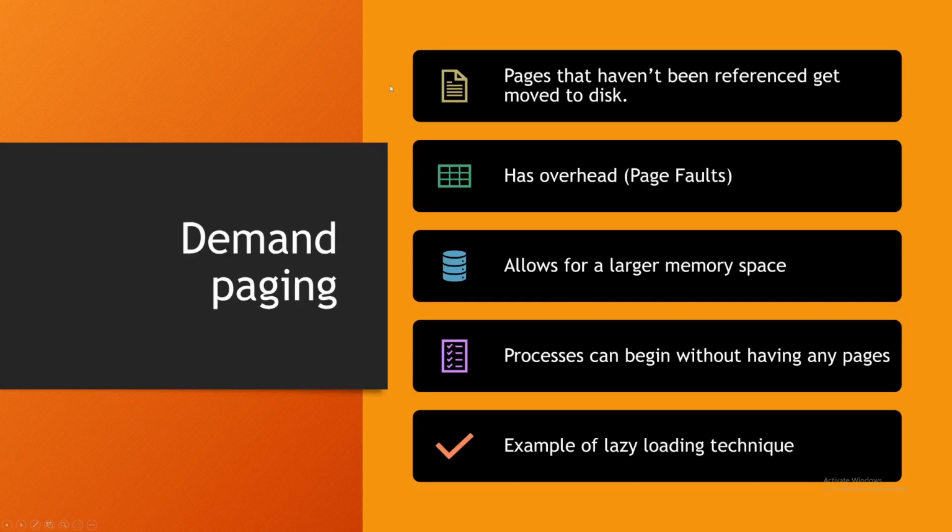Now, we also are allowed to have demand paging. Demand paging is when pages that haven't been used or referenced in a while are moved to disk. Moving them to disk, and moving them from disk back to memory when they need to be referenced, creates overhead. But the benefit of doing this is it allows for a larger memory space, because you can move stuff out of memory to create more memory for things that are being referenced constantly.